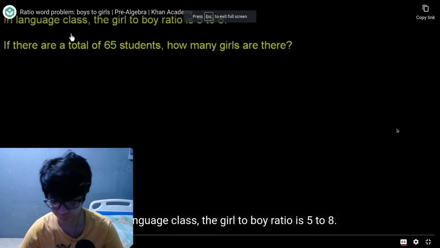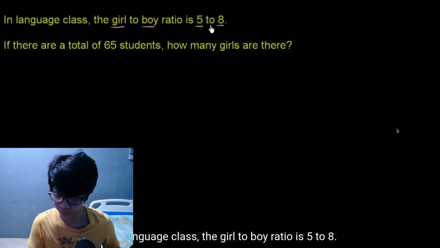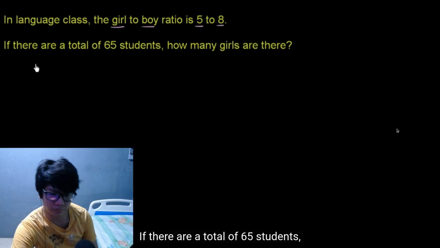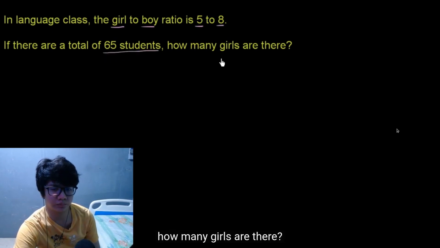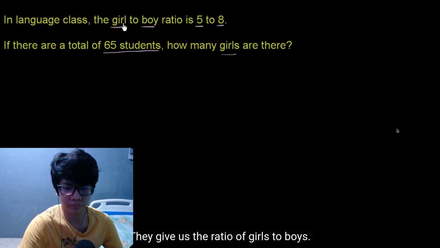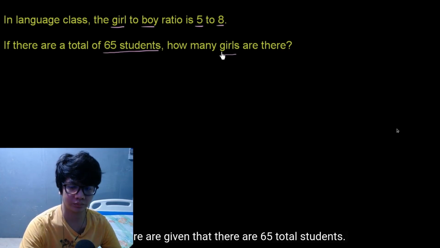In a language class, the girl to boy ratio is 5 to 8. So for every 5 girls, we have 8 boys. If there are a total of 65 students, how many girls are there? So this is interesting. They give us the ratio of girls to boys, but then they want us to think about how many girls there are given that there are 65 total students.